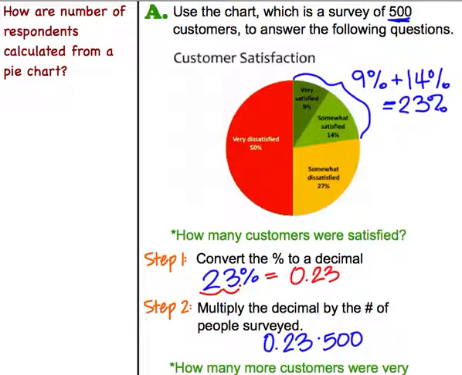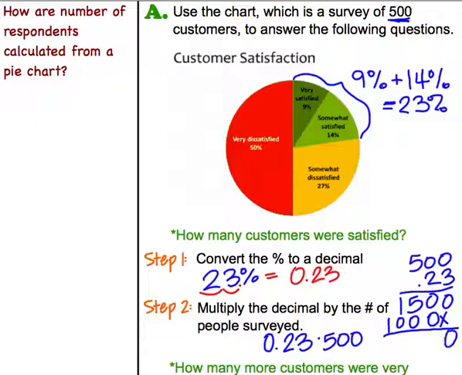I don't have a calculator on me, so I'm going to go about it the long way. I'm going to take my 500 and my 0.23. 3 times 0 is 0, 0, 5 times 3 is 15. Now I'll mark my spot. We got 0, 0, and 10. When I add this, I get 0, 0, 5, 1, 1. I need 2 decimal places because I have 2 decimal places here, which means I have an answer of 115 people out of the 500 were satisfied.